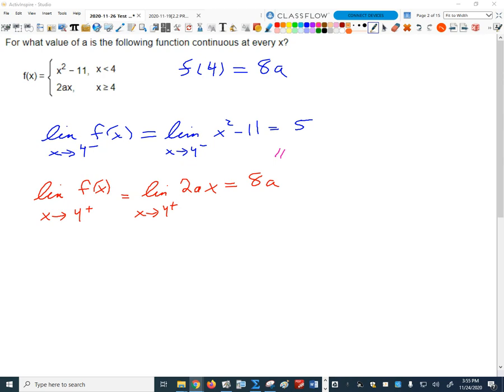I'm back. So we had to set these equal to each other in order for the limit to exist and to equal the value of the function, right? And so the result of that then, if 8a equals 5, a must equal 5/8.